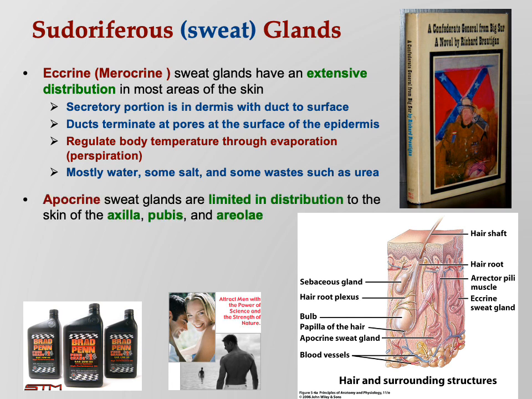These are sweat glands limited in distribution to the axilla, that's your armpit, the pubis, your pubic area, the areolae, that little dark area around the nipple. They're also found around the anus. So these are very special sudoriferous glands. They often open onto hair follicles. The secretions are more viscous.